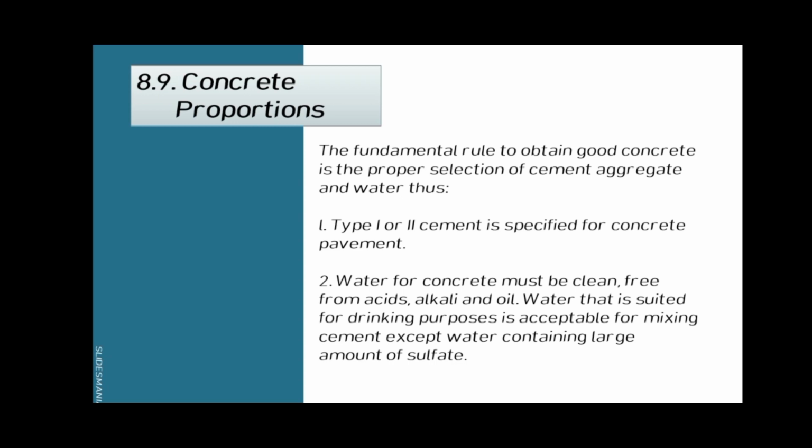Next is the concrete proportions. The fundamental rule to obtain good concrete is the proper selection of cement, aggregate, and water. Thus, number 1, type 1 or 2 cement is specified for concrete pavement. Number 2, water for concrete must be clean, free from acids, alkali, and oil. Water that is suited for drinking purposes is acceptable for mixing cement, except water containing a large amount of sulfate.